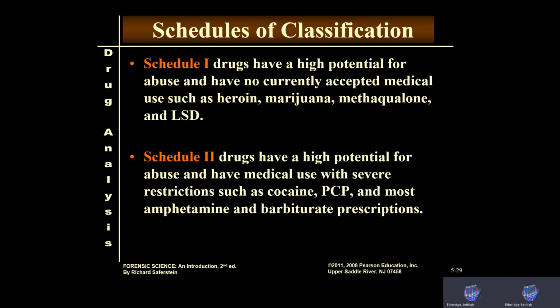Okay, when we talk about Schedule 2 drugs, they have a high potential for abuse, but they have medical use with severe restrictions. Now, I know it looks a little weird that we see cocaine in that group, but if you think back in the day, they actually used to use cocaine when you went to the dentist. Obviously, they don't do that anymore, but that's why it has medical use, but obviously it needs to be severely restricted. So that's going to be cocaine, PCP, most amphetamines, and most barbiturate prescriptions that fall into Schedule 2.